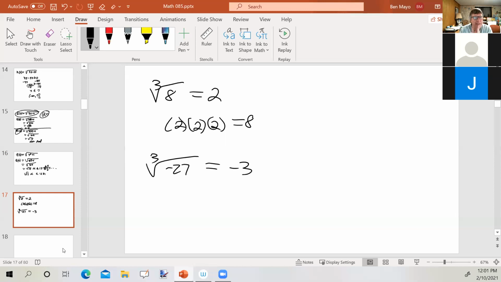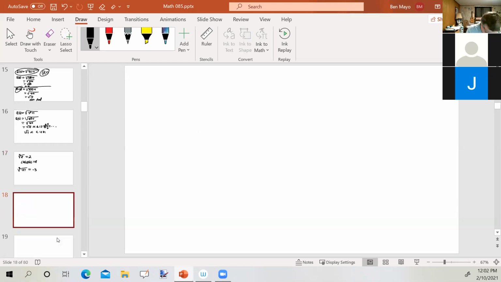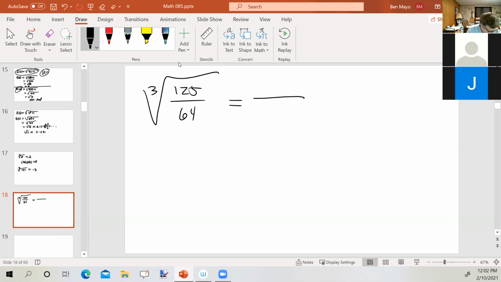We can't take an even root of a negative number. When we take an even root, we can't get a negative answer. But with an odd root, you can. You can take an odd root of a positive or negative or 0 number, and you can get a negative, positive, or 0 answer. So the restrictions are with even roots only. Okay. How about this? The cube root of 125 over 64. Well, what's the cube root of 125? Anybody?